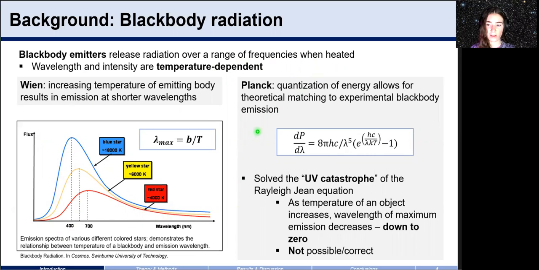And blackbody emission can be theoretically predicted via Planck's equation. And this allows the wavelength of light to be used to predict the intensity at which a blackbody will emit. And this can be used to determine how closely an emitter behaves as a blackbody. And this was a really revolutionary equation as it solved the UV catastrophe of the previous model for blackbody emission. So this equation basically just said that the wavelength of maximum emission should decrease all the way down to 0 as the object got hotter, which is clearly not possible. So Planck's equation is a big improvement from that.